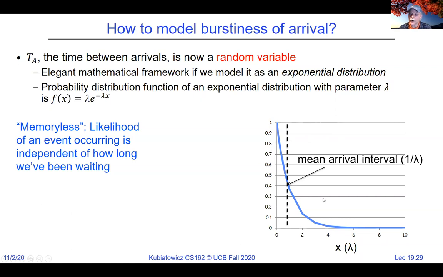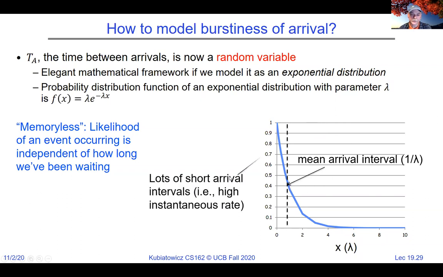And so the mean inter-arrival time, which is the amount of time between each arrival, is 1/lambda. Okay. There are a lot of short arrival intervals, and there are a few really long ones, and the tail's really long.